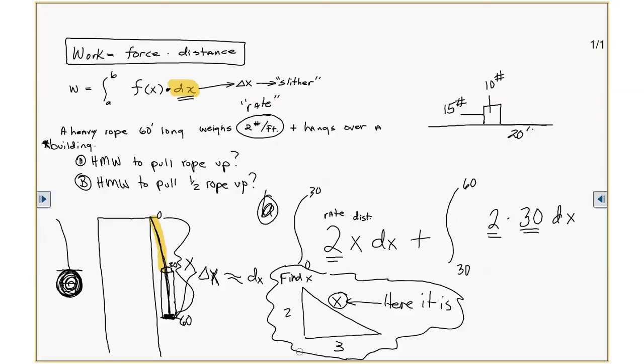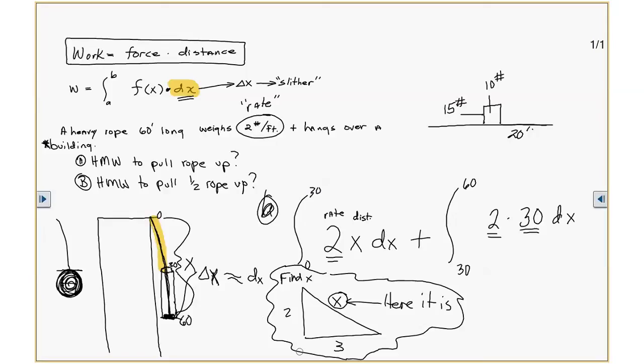Taking B, how much work to pull half the rope up, and if you say, let's see, half of 3,600 is 1,800 pounds, then you might as well just go ahead and mark that one wrong, because nothing in calculus is that simple. It's not that simple. That's your old algebra thinking. All right?